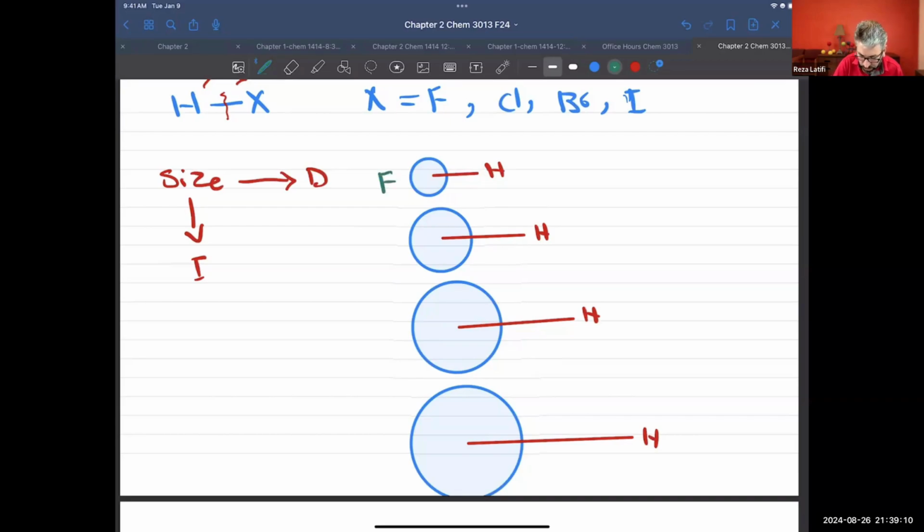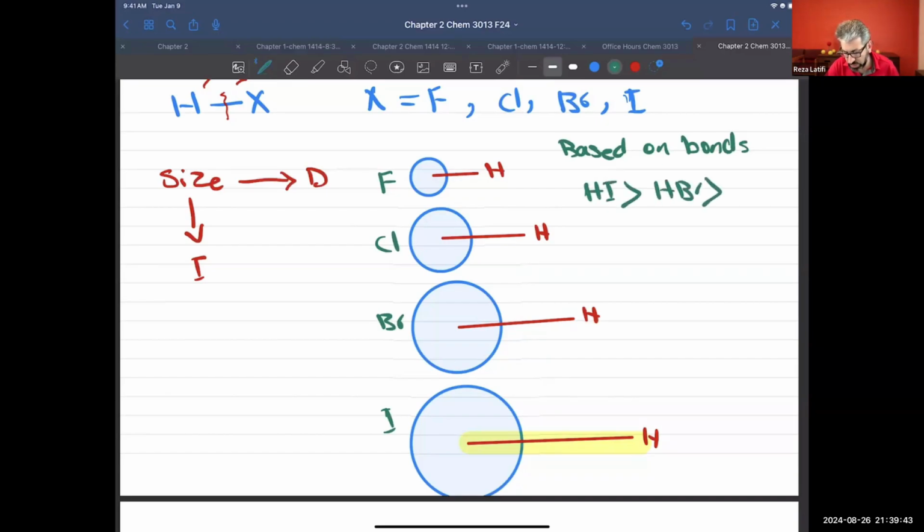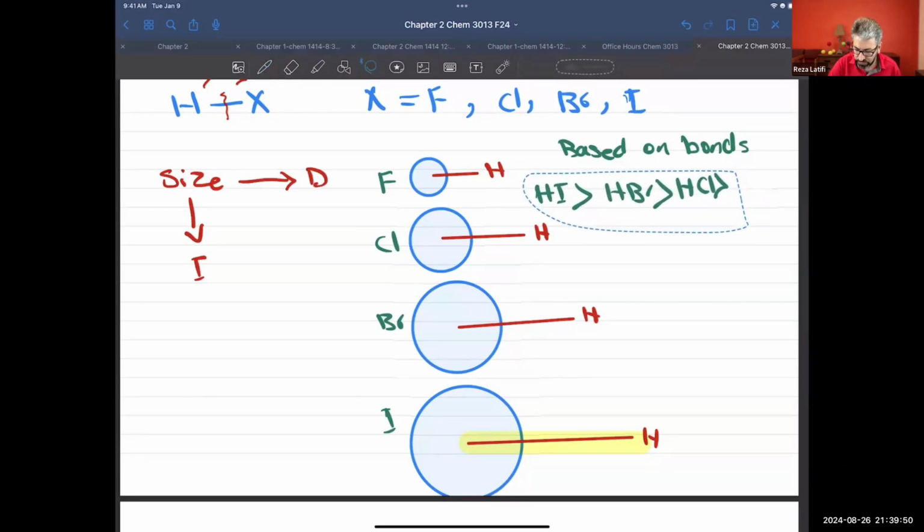So again, this is fluorine, chlorine, bromine, and iodine. Which one will be easier to break? Clearly, the one that has the longest bond. So breaking HI will be more favored, or easier, than HF. So based on bond length, HI is a stronger acid than HBr, and this one is stronger than HCl, and the last one is stronger than HF. So the strongest acid will be HI, and the weakest acid will be HF.